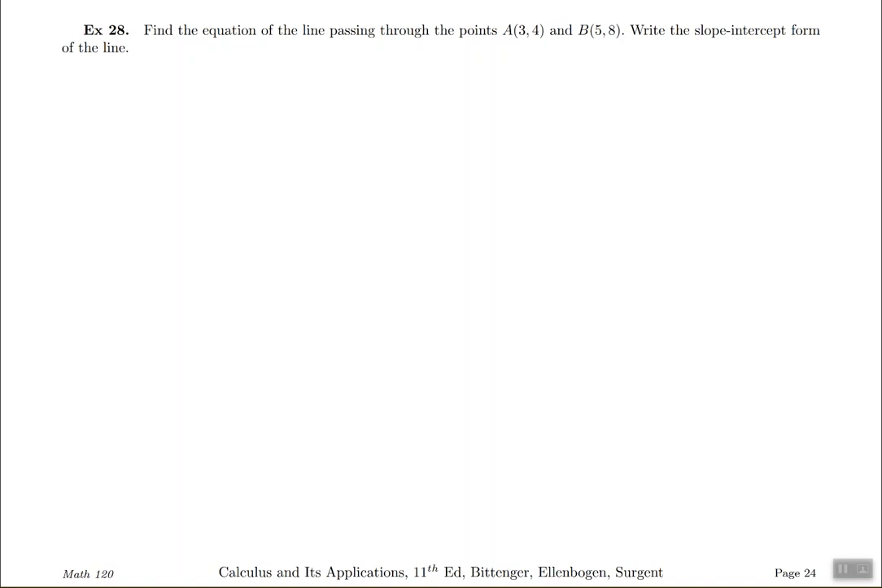Okay, so let's begin. The point A is the point (3, 4). The point B is the point (5, 8). I'm going to start by labeling these numbers. X1 is 3, Y1 is 4, X2 is 5, and Y2 is 8. I could have gone with (3, 4) to be X2, Y2 and (5, 8) to be X1, Y1, but since I saw A first, I decided to call it the first point and B the second point. So step number 1 is to find the slope.